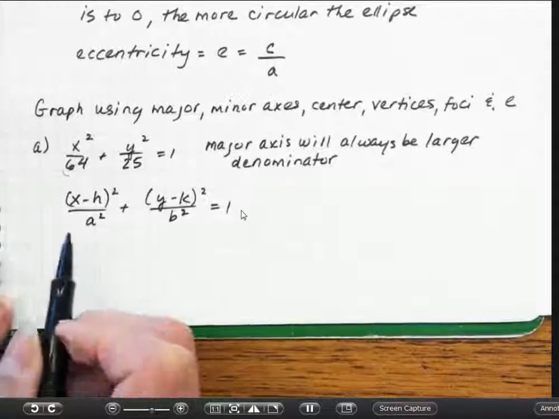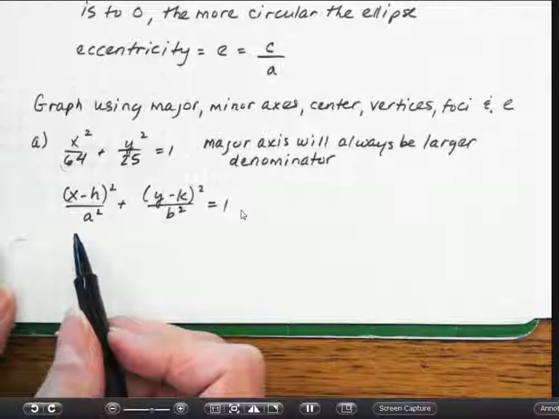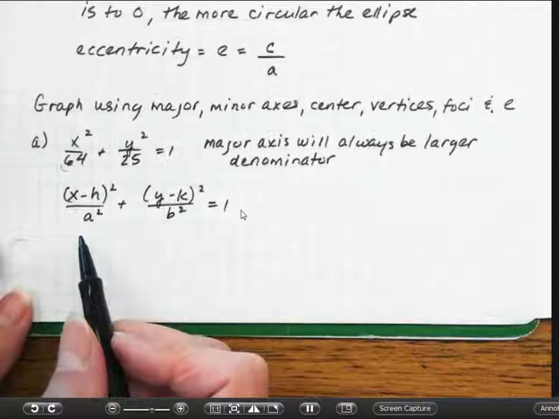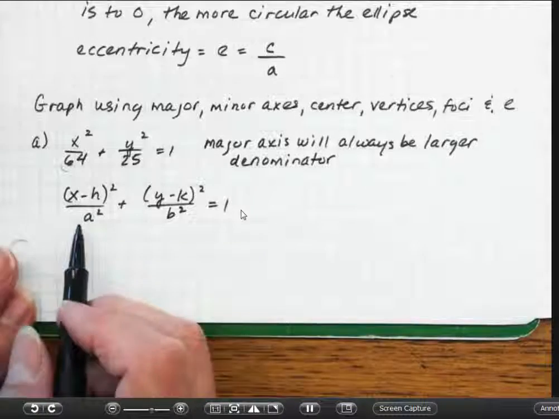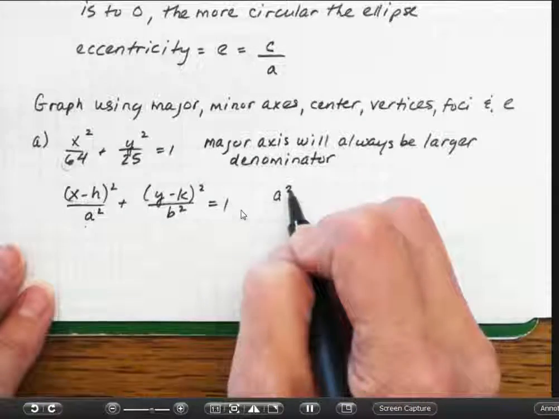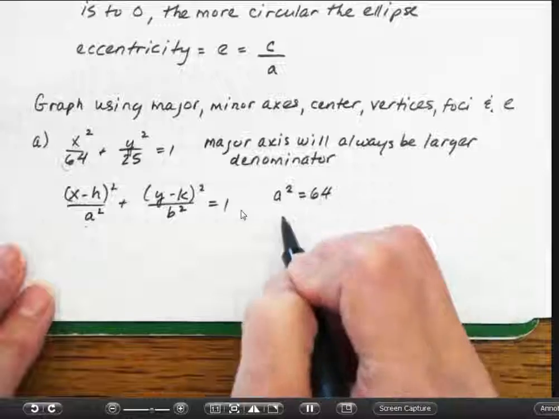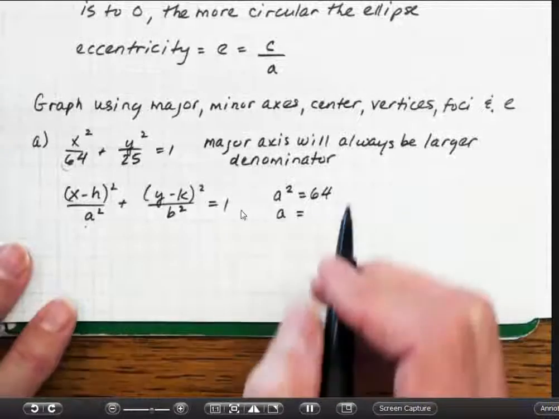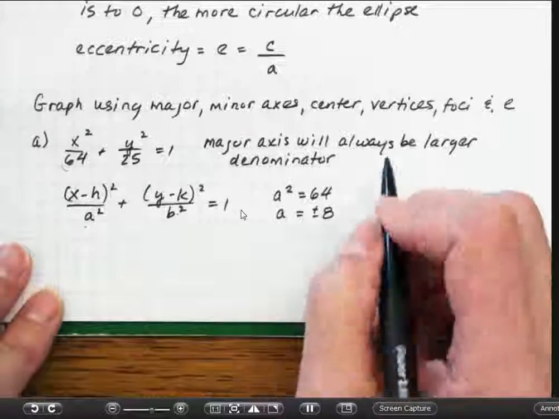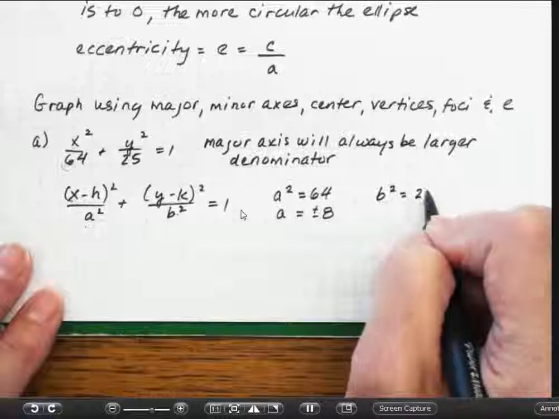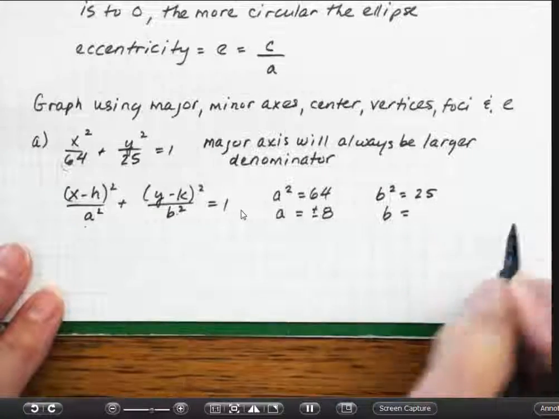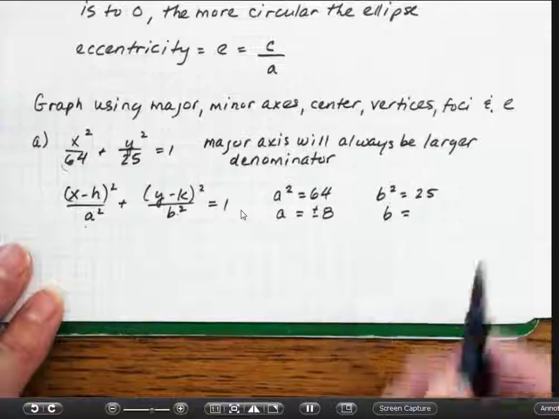So since our major axis is under the x, that means we're going to be going parallel to the x-axis. a squared is equal to 64. Therefore, my distance a is going to be plus or minus 8. b squared is equal to 25. Therefore, b is going to be equal to plus or minus 5.